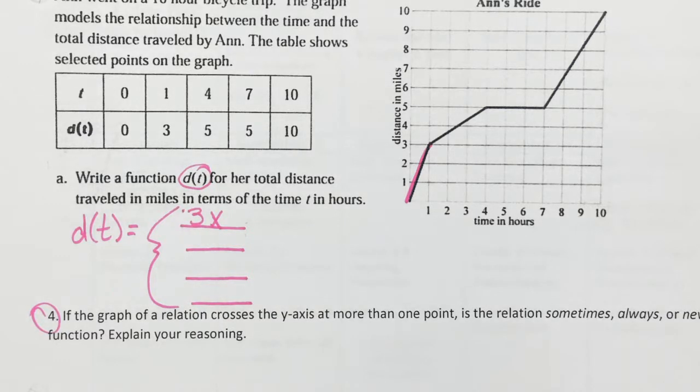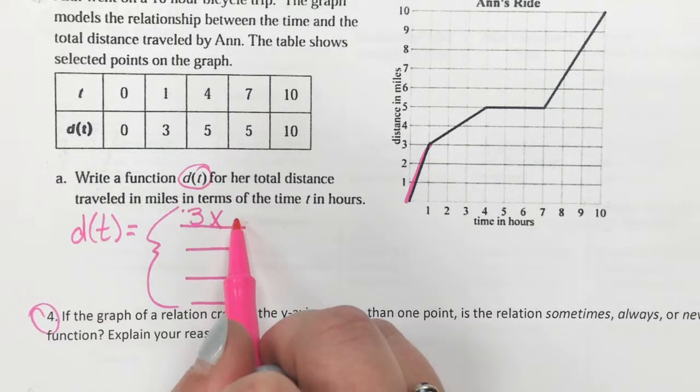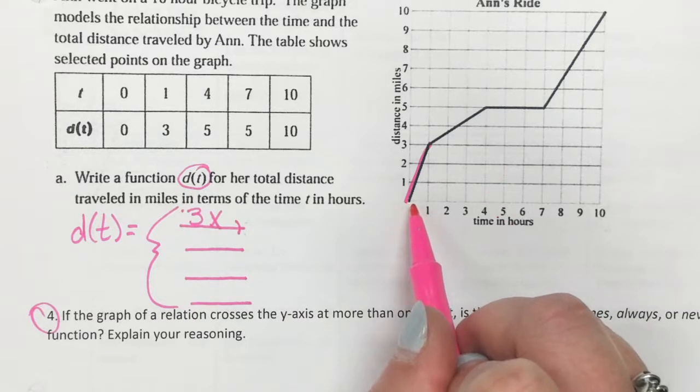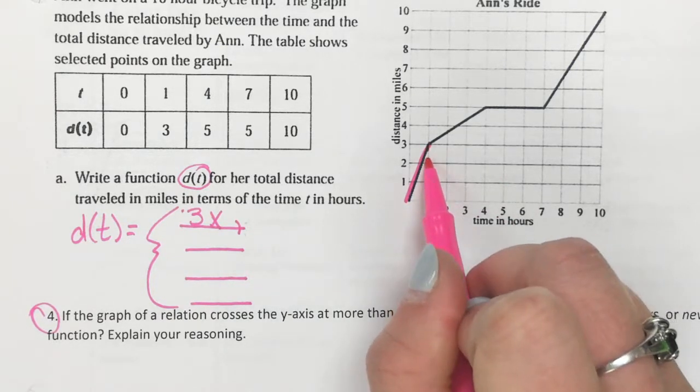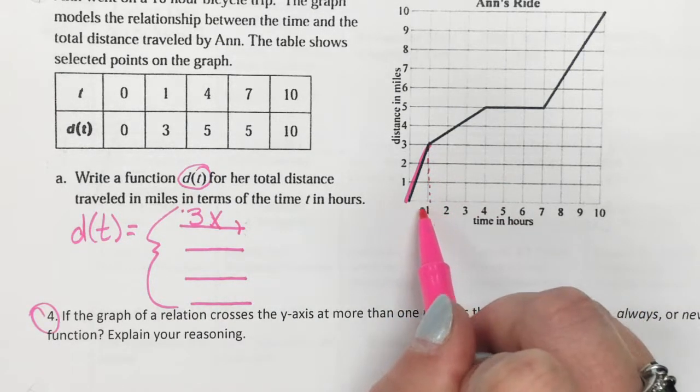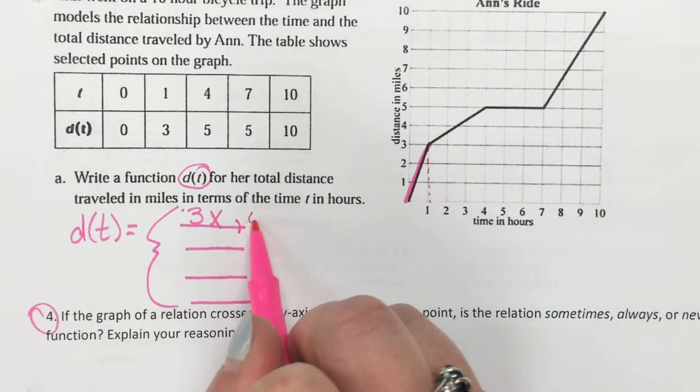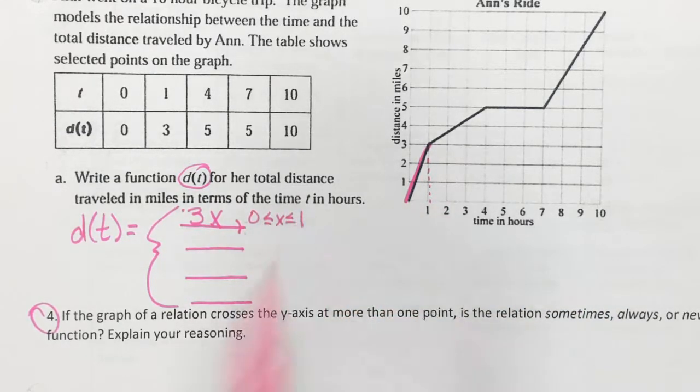Y'all okay so far? Alright, and we want to figure out where that's going from. So what's this x value? This is an x value, which is 1, and it started at 0. So we're going to go 0 to 1. Are y'all okay with that? Isaac, you with me, buddy?